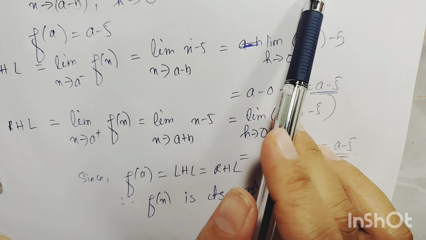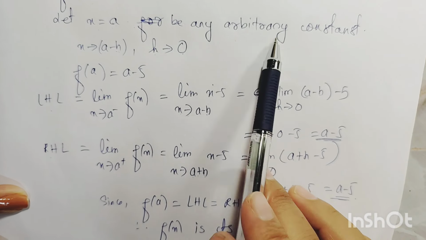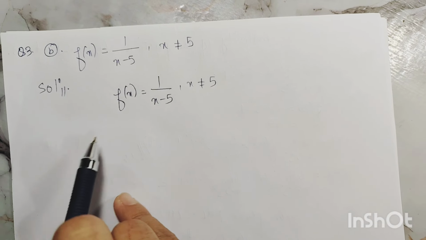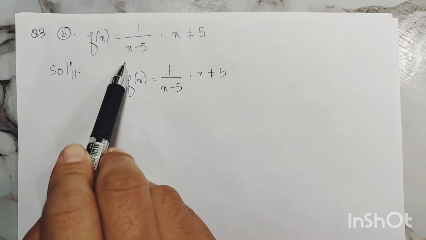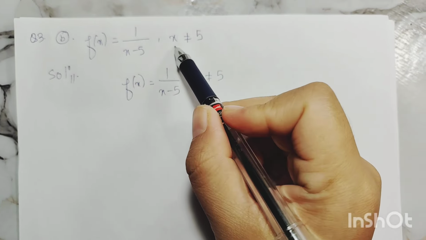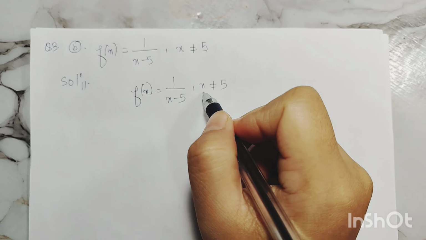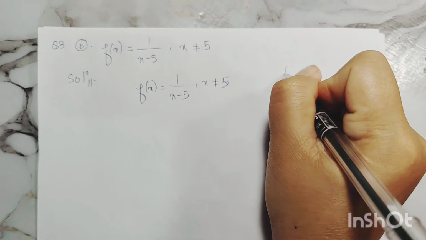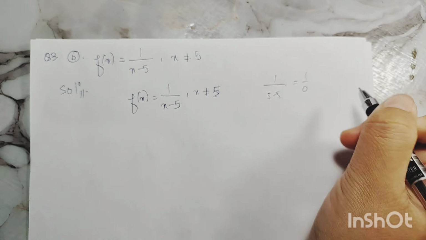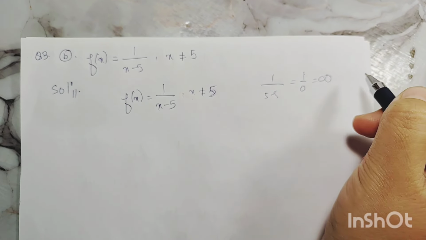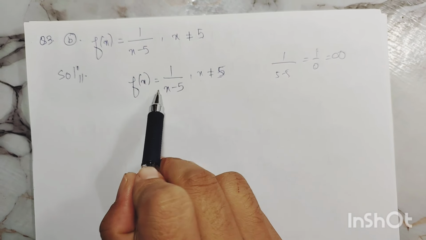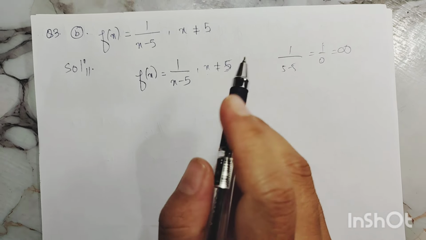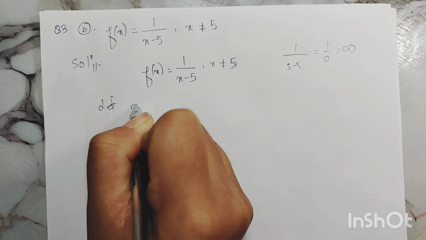For any arbitrary constant, a can be any value. Question number 3, B: f of x equals 1 by x minus 5, where x does not equal 5. If the x value is 5, then 1 by 5 minus 5 is 1 by 0, which is undefined, because the denominator is 0. So x does not equal 5.